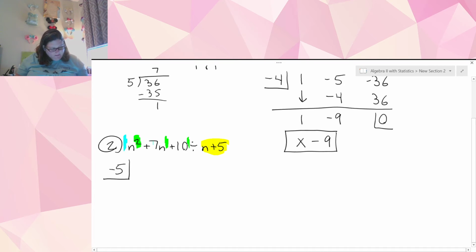There we go. So I have 1, positive 7, and positive 10. So I write that down next to my box: 1, positive 7, and positive 10, and I draw a line.